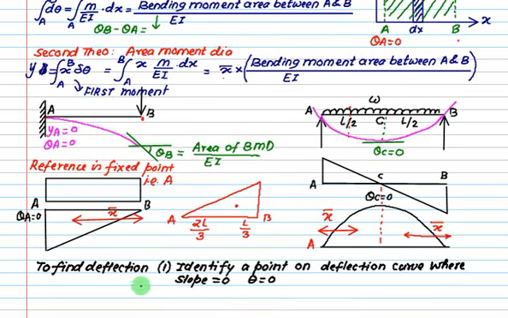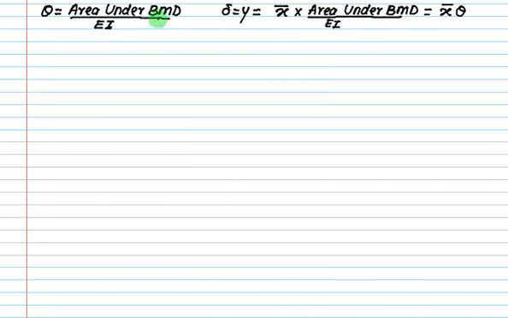To find the deflection, step number 1, identify a point on the deflection curve where slope equals 0. Measure x bar from the opposite point. So theta equals area under BMD divided by EI, or delta, that is deflection, is given by x bar multiplied by area under BMD upon EI, which is the same as x bar multiplied by theta. Now we'll discuss how to calculate x bar and area for different figures according to degree.